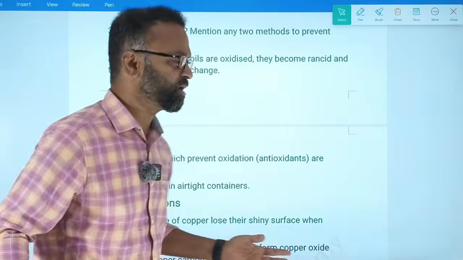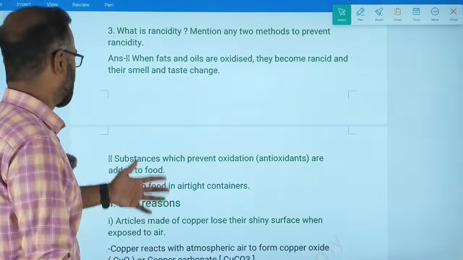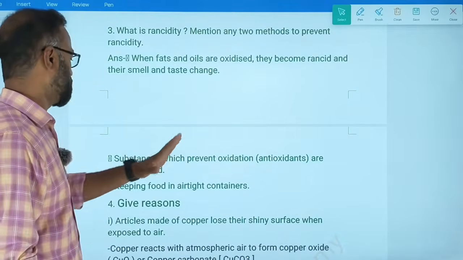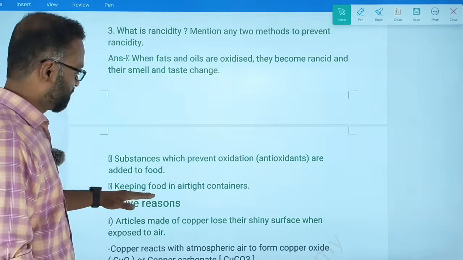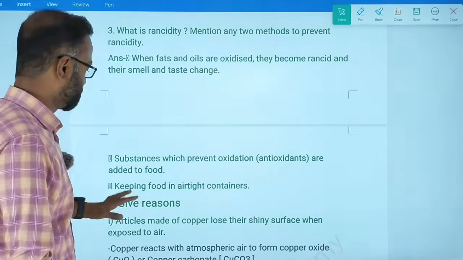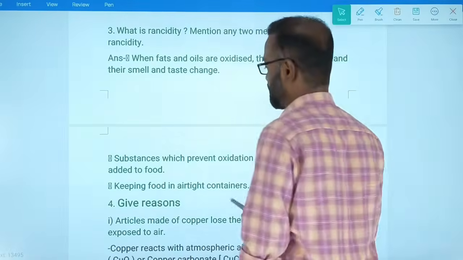Again, these are the preventions. At least two preventions you should remember. Hope this is clear. See here. Substances which prevent oxidation are called antioxidants, added to the food. Keeping the food in an airtight container, keeping it in the refrigerator, etc. Hope this is clear.